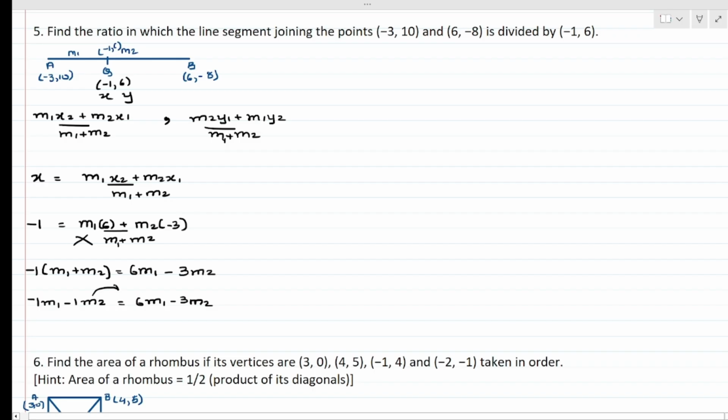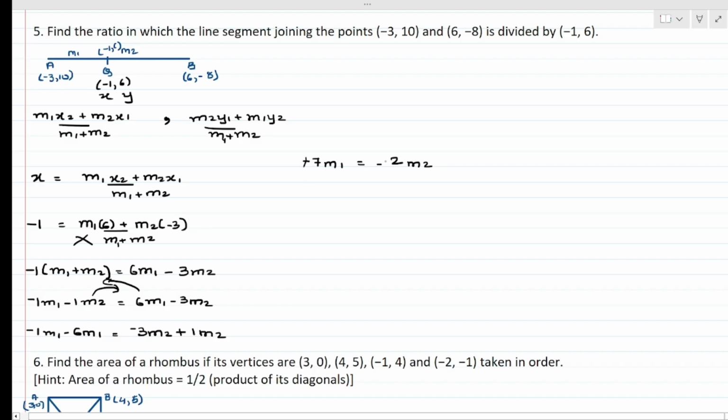Now put your like terms aside on one side. That means your M2 is going over there and your M1 is going on the left side. Minus 1M1, side change, then sign change, plus 6M becomes minus 6M1, equal to minus 3M2. Minus 1M2 becomes your positive 1M2. Now solve this: minus minus plus. That means minus 7M1 will be equal to plus minus minus, that means minus 2M2.